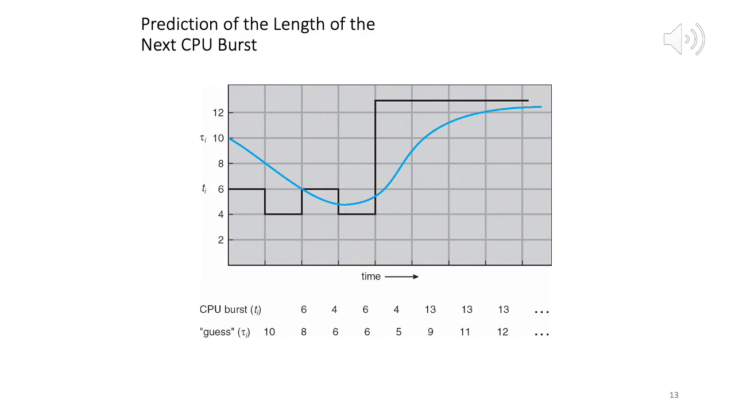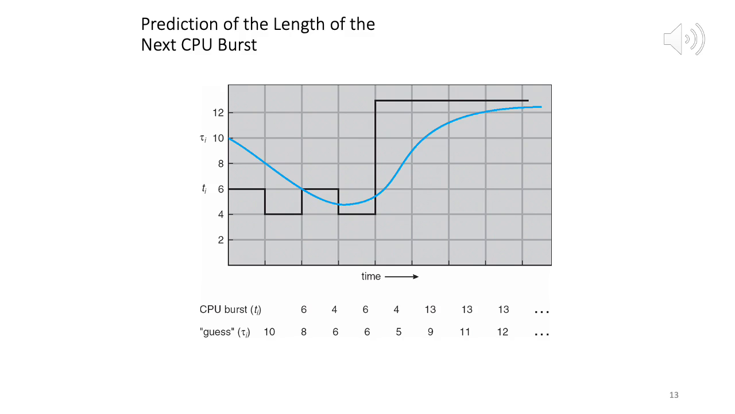Okay, so now I am on slide 13. Prediction of length of the next CPU burst. So now let's see. We're given a graph. There are two values. One is the CPU burst, the actual value, and one is the prediction or the guess. T is the actual value, tau is the prediction. And looking at the graph, you can see them sort of following each other. Not much difference between them.